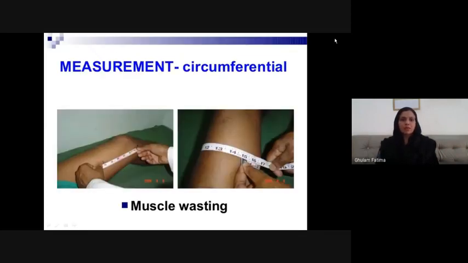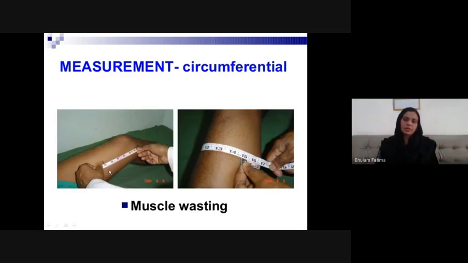So the method of measuring muscle circumference is quite simple. You simply take some bony prominence, like for the lower limb you can take the tibial tuberosity, or you can take the medial or lateral epicondyles, anything you like, for measurements, and you will make a mark there, and then you will make a mark at almost the mid of the limb.